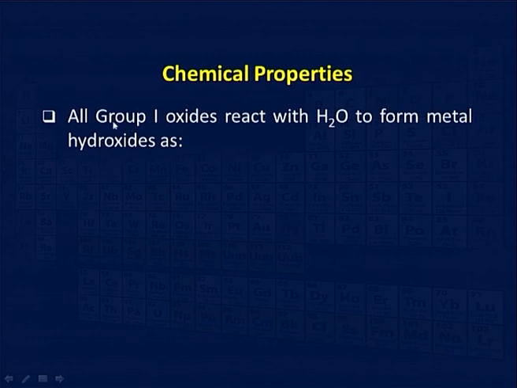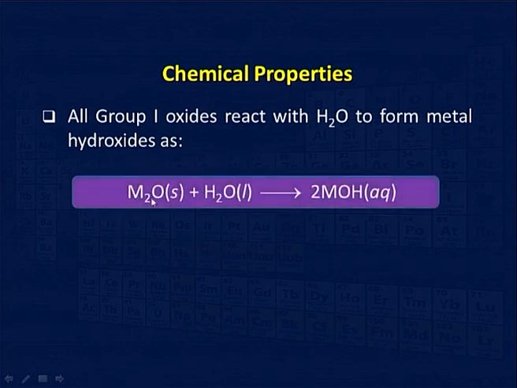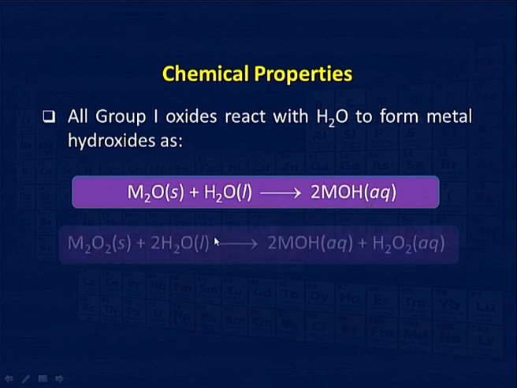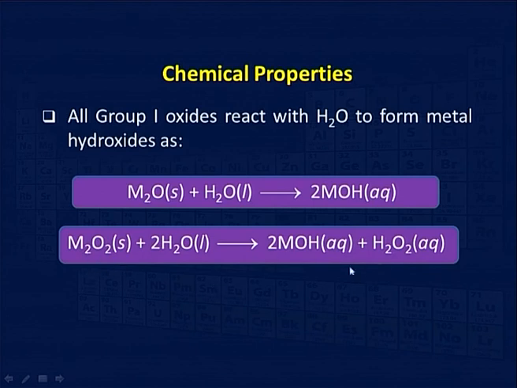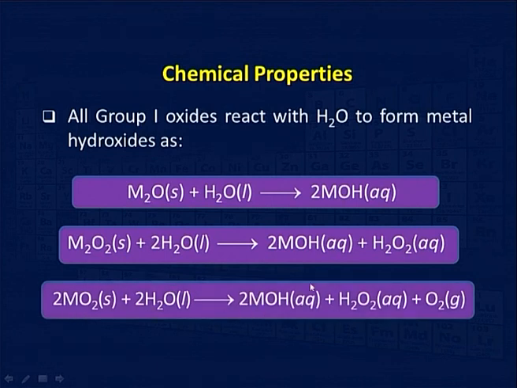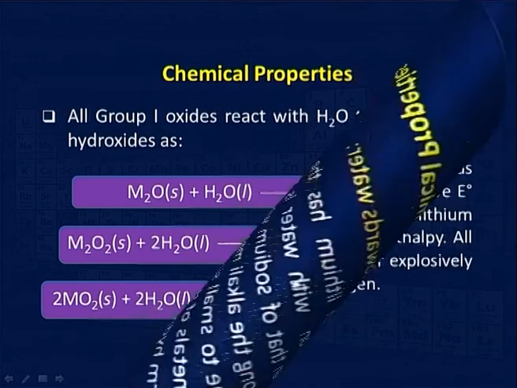Now, all group 1 oxides react with water to form hydroxide. Normal oxide M2O plus H2O will give 2MOH. That is, all these oxides are basic in nature, because they result in the formation of hydroxide. Now, peroxide on reaction with water gives metal hydroxide plus hydrogen peroxide H2O2, and superoxide on reaction with water will give metal hydroxide, hydrogen peroxide and oxygen.